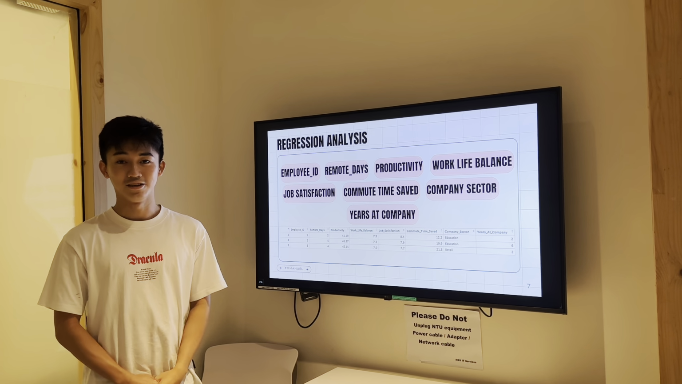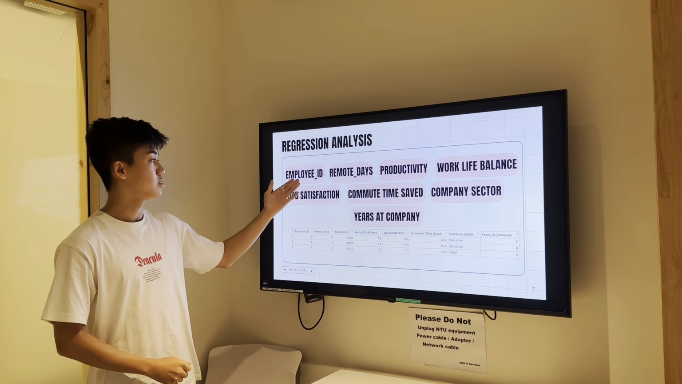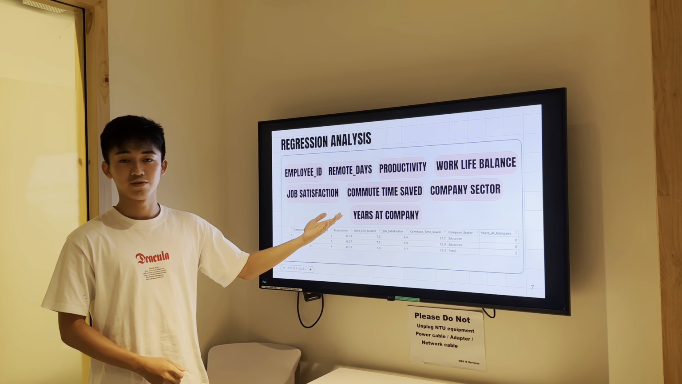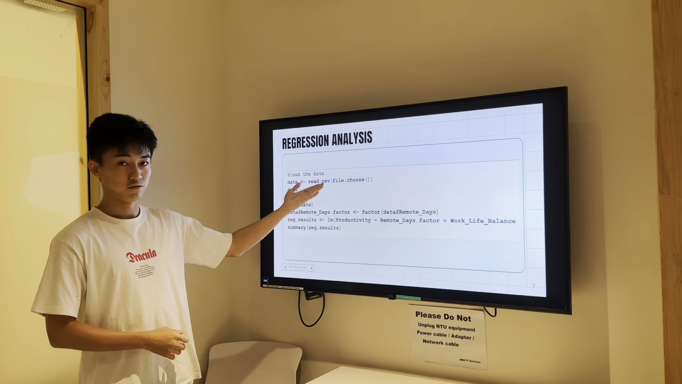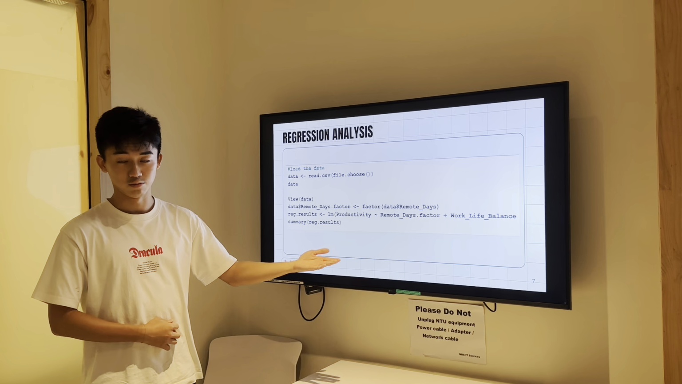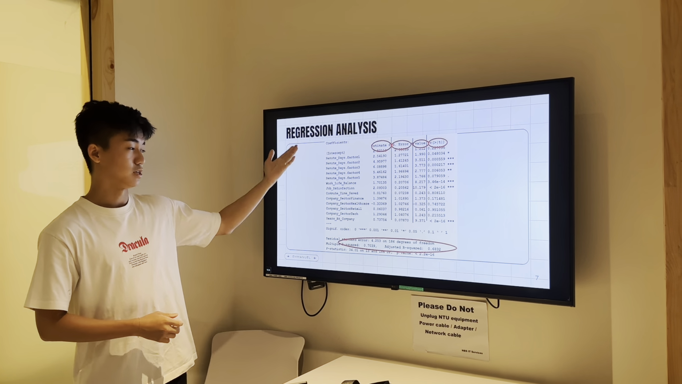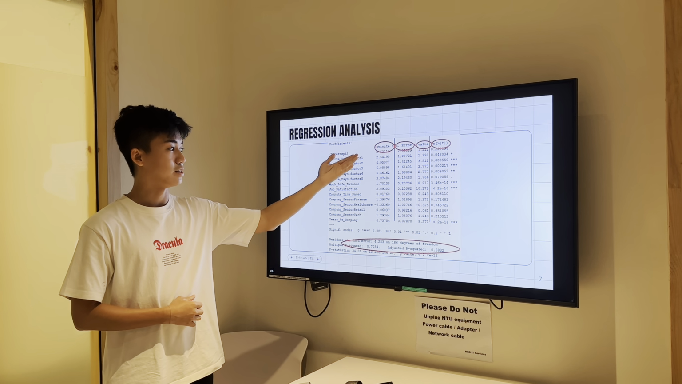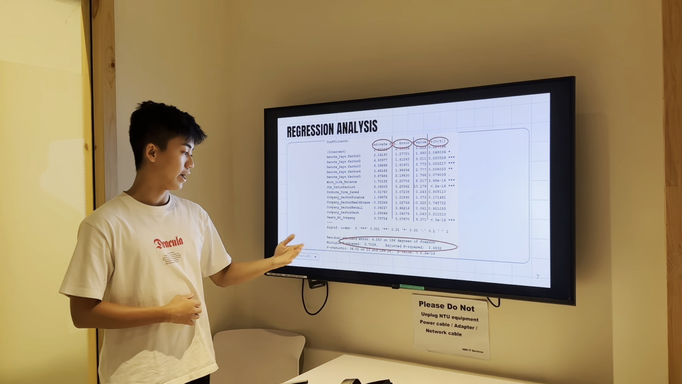Okay, thank you, Eliana. Now we'll be moving on to the regression analysis, where we'll look at how these variables affect productivity. For the code, we first load in the file, and then change remote days into a vector variable so that we can see how each additional remote day affects productivity. When we run the code, this is the result, and we'll look at the coefficient, standard error, t-value, and r-squared.